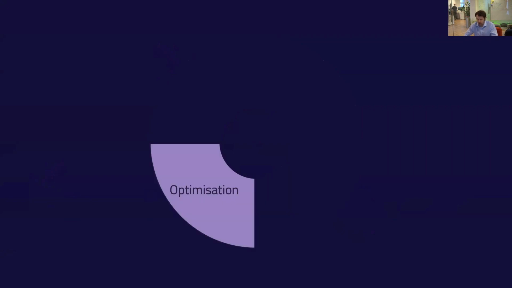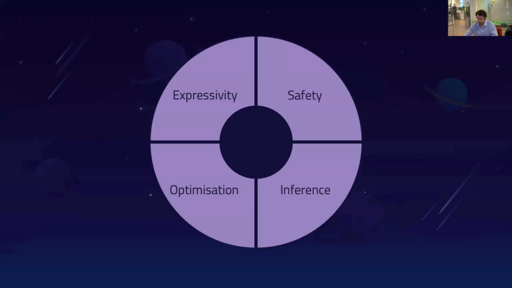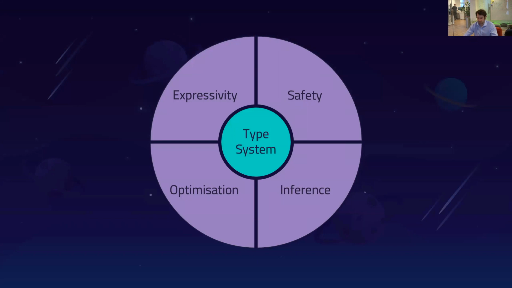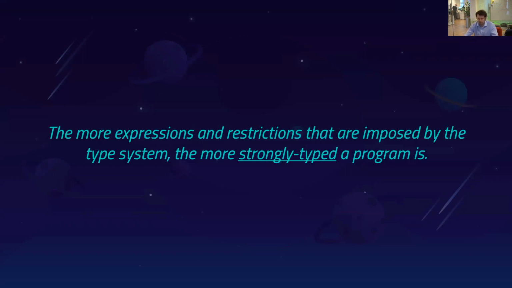And finally is the optimization, being able to use all the information in the type system to actually optimize and help the query planner write better queries. And so those four components, the expressivity, the safety, the inference, and the optimization, all together make up the type system in TypeDB. And the fundamental problem addressed by a type system is to ensure that programs have meaning. Because the more expressions and restrictions that are imposed by the type system, the more strongly typed a program is.